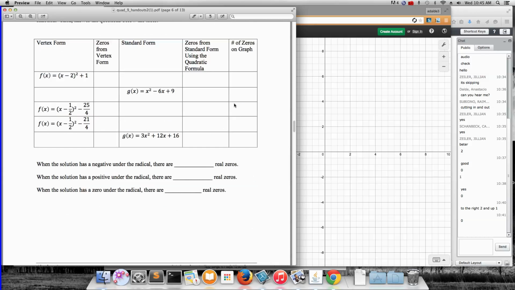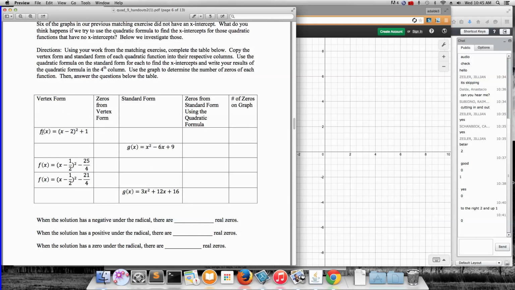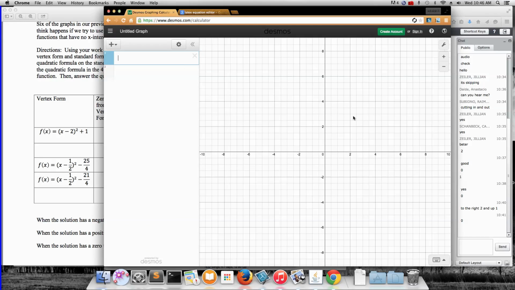Okay? So we're looking at this, and the function is moved to the right 2 and up 1, and we know that there are no zeros to this graph. It doesn't cross the x-axis at all. You can take a look at it by looking at if we were to graph that thing.